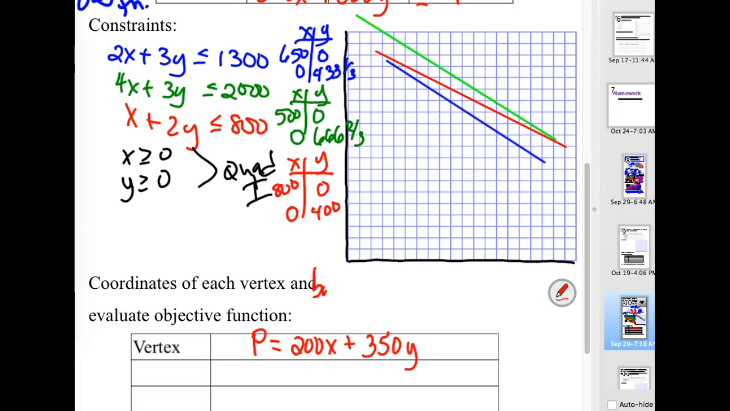Okay. And we're going to do chairs. That was X, sofas was Y. All right. So for red, I'm going to do red first since I have that pen. 800 would be here. 400 would be here.